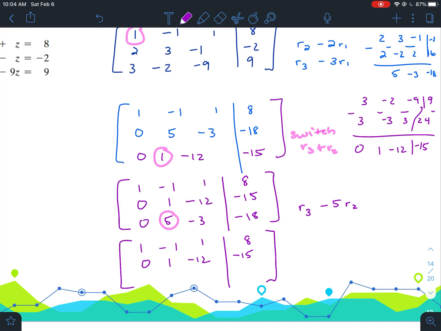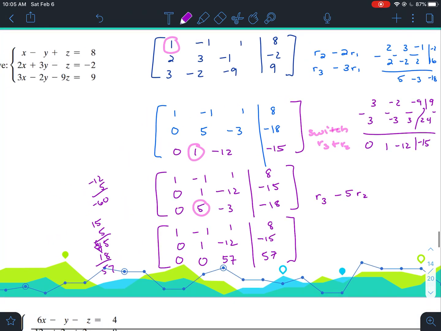And then if I did row 3 minus 5 times row 1, I would get 0, 0, and then negative 12 times 5 would give me negative 60. And negative 3 minus negative 60 would give me 57. And then negative 18 minus 15 times 5, which is 75, would give me 57. And so that would give me my new row 3.